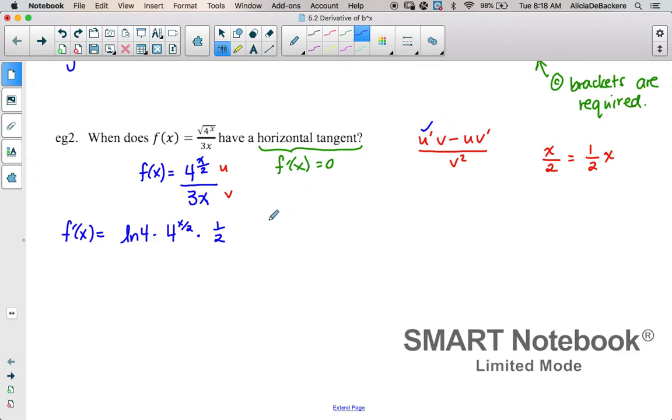Now we need to multiply by v. And then we'll subtract. Now we're going to leave the numerator alone and multiply by the derivative of the denominator. So this one's a little simpler. And then in the denominator, we're going to square the old denominator.